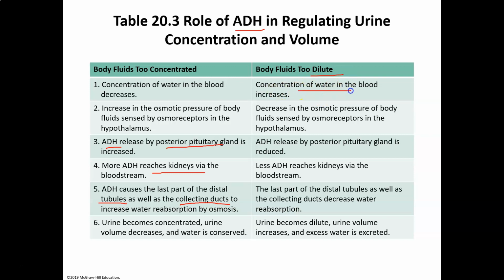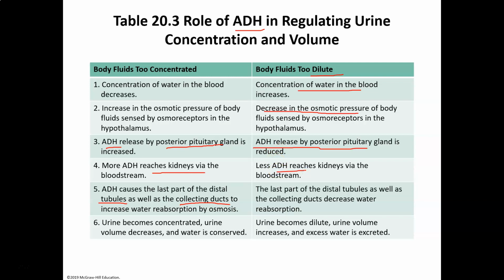Right? Concentration of water in the blood increases. That means a decrease in osmotic pressure. You can't have that. That's not the way you want the osmotic pressure to be. 300 milliosmoles most of the time, everywhere in your body. That is a stimulus to reduce ADH release in the posterior pituitary, so it stops releasing ADH.